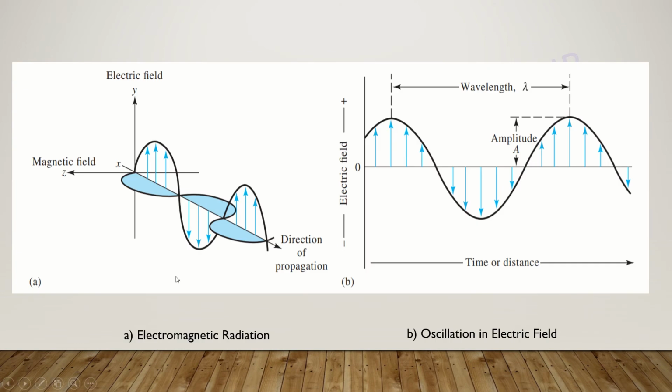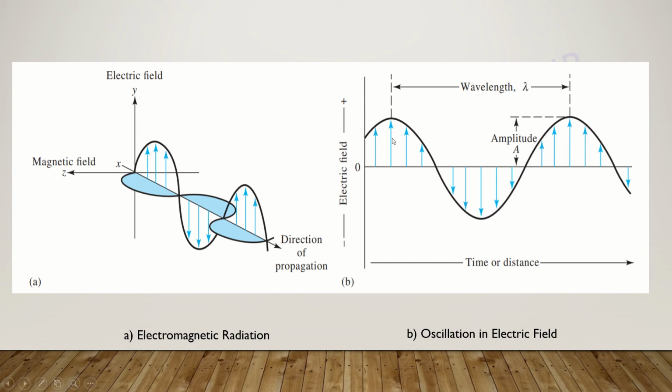Figure A shows the electromagnetic radiation. It possesses two oscillating fields, electric field and magnetic field, which are always perpendicular to the direction of propagation as well as to each other. Figure B shows the oscillating wave in the electric field.